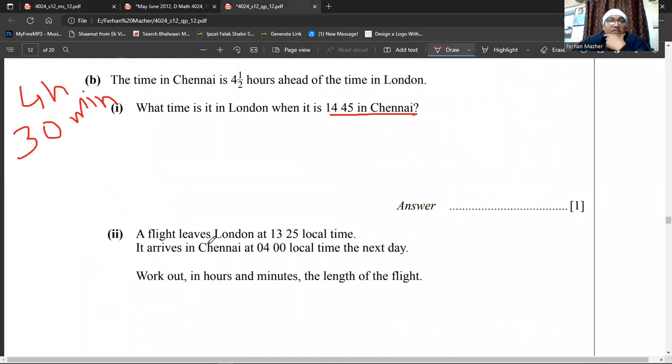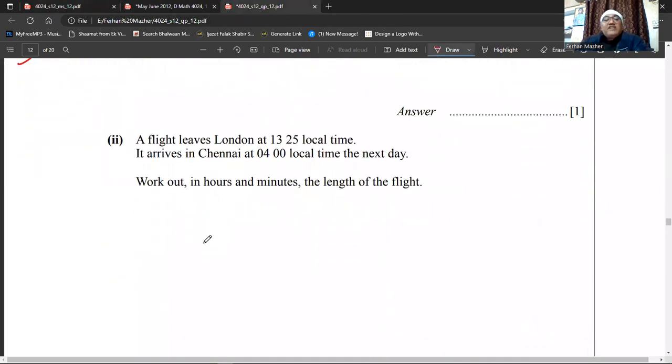Now their question is, a flight leaves London at 13:25 local time. It arrives in Chennai at 04:00 local time the next day. Work out in hours and minutes the length of the flight. Okay, so this is Chennai time, this is London time. The departure time is given in London's time, and the arrival time is given in Chennai's time. And their question is, what is the journey time?